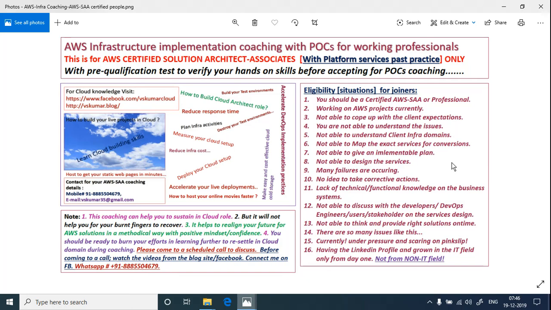So there is lack of technical and functional knowledge on the business systems. That is where we have discussed different roles in the IT sector, what the roles are and their activities, their tasks, how it is migrated to the cloud, those kinds of setups, and how that needs to be picked up by the cloud engineer. You are not able to discuss with the developers, DevOps engineers, users, and stakeholders on the services design because of lack of domain knowledge.